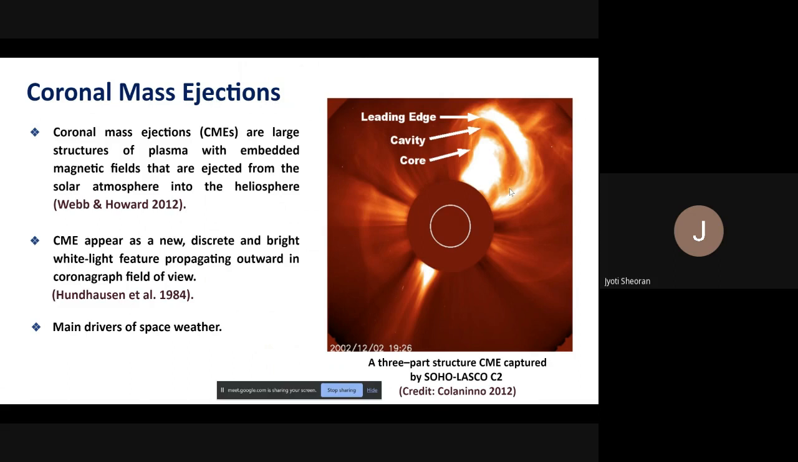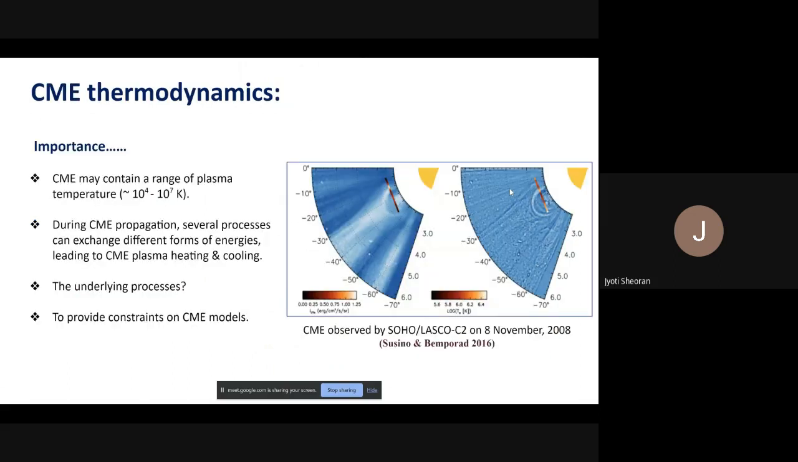So now the question arises: why do we want to study CME thermodynamics? CME plasma may contain a range of plasma temperatures, ranging from cool chromospheric material to hot flare plasma. One such example is shown in this image, which was captured by SOHO LASCO C2 on 8 November. This is the location of the UVCS slit, and the color bar on the UVCS slit shows the Lyman alpha intensity on the left and log T on the right. You can see that the temperature of different parts of the CME ranges from log T 5.5 to 6.5.